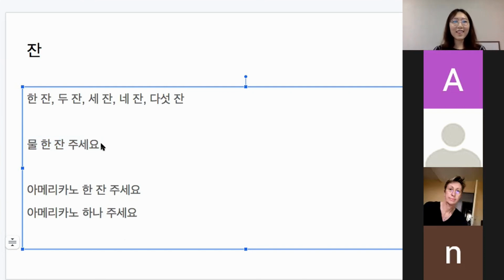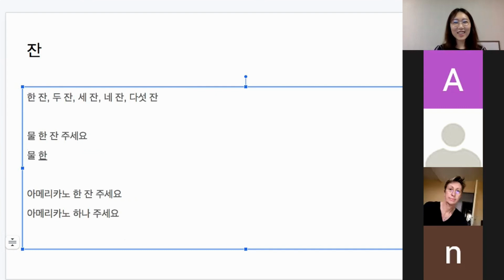Then 물 한 통 주세요. But we don't really say 물 한 통 주세요. Then we can just say 물 주세요. But if you want me to say one bottle of water, then 물 한 통. But we don't really use this one. We can, yes, 어려워요. Difficult.